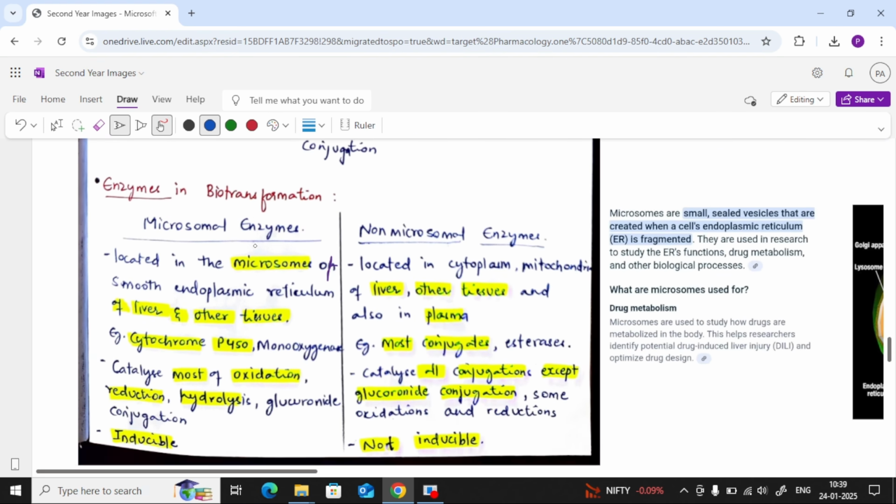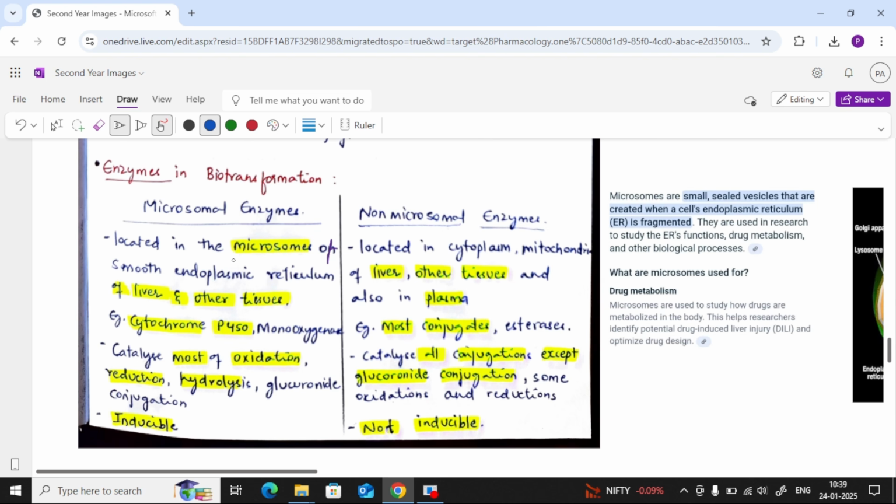Now let us move on to the enzymes in biotransformation. What enzymes help in these reactions? As you know, inside our body all the reactions are catalyzed by enzymes. So in biotransformation also we have some enzymes. They are classified into two: microsomal enzymes and non-microsomal enzymes. So let's understand the basics of these.